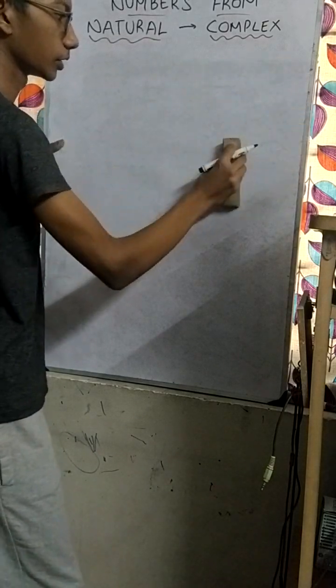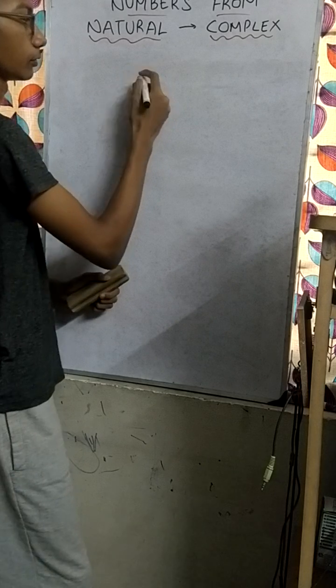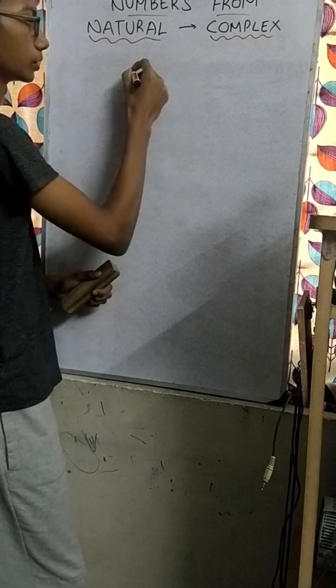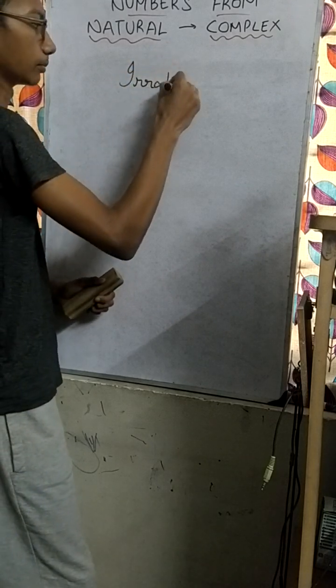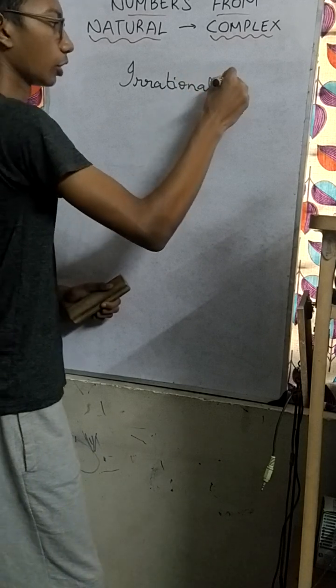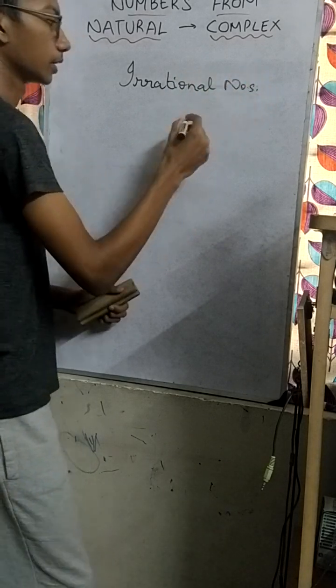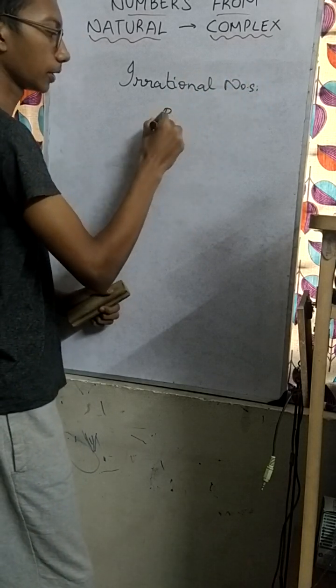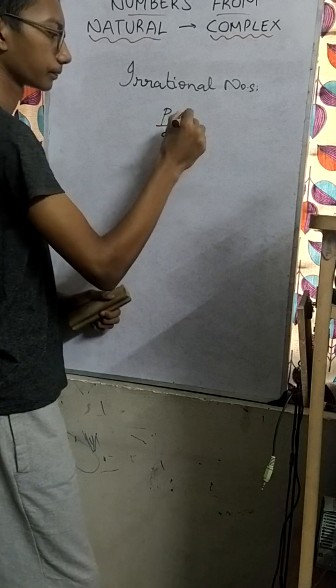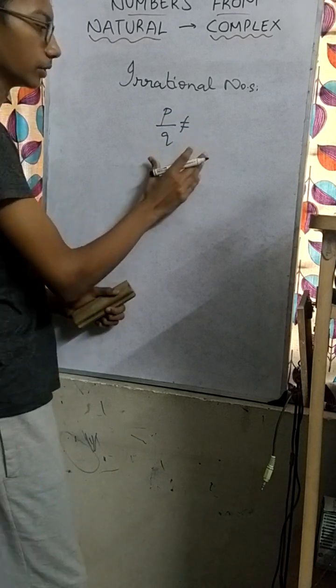Now the next numbers are the ones that are not rational numbers. These are called irrational numbers. That is the opposite of rational numbers, the numbers which cannot be denoted by this form. These are called irrational numbers.